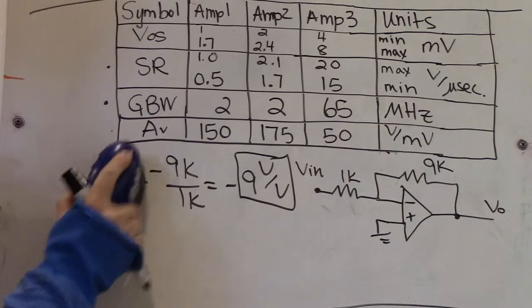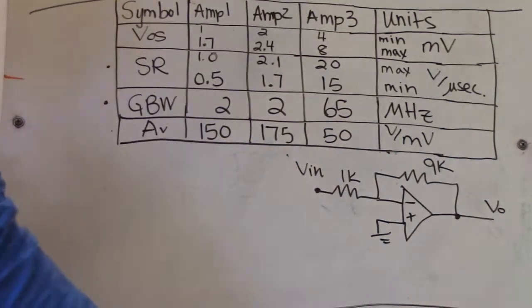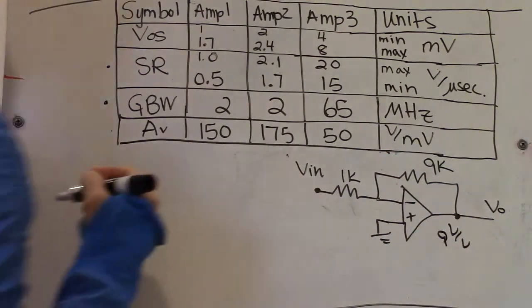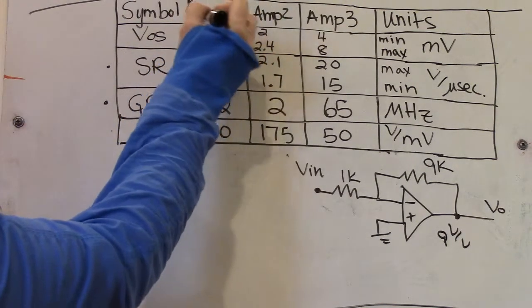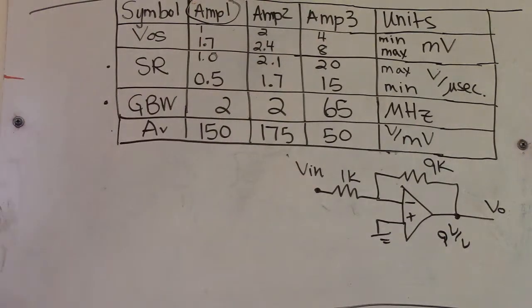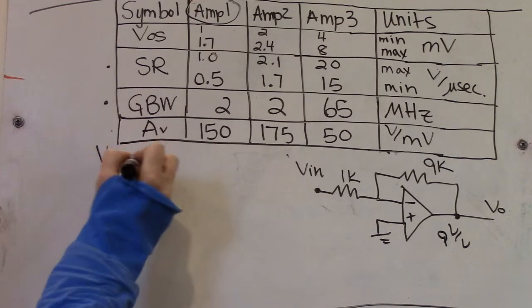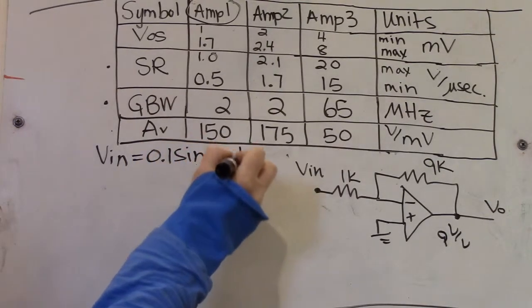So 9 volts per volt is the ideal gain of this. If you were to look at amplifier 1 and its characteristics, what would be the bandwidth of this circuit if you know that the input Vn is 0.1 sine omega t?